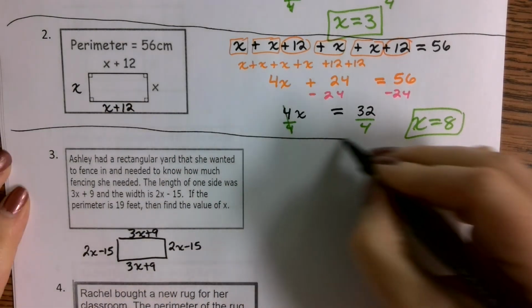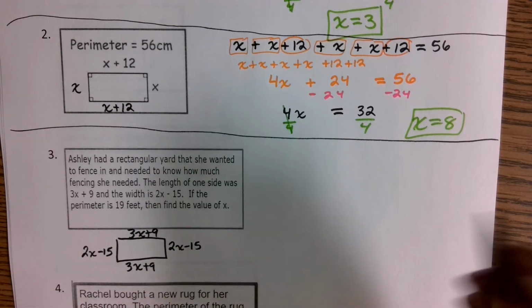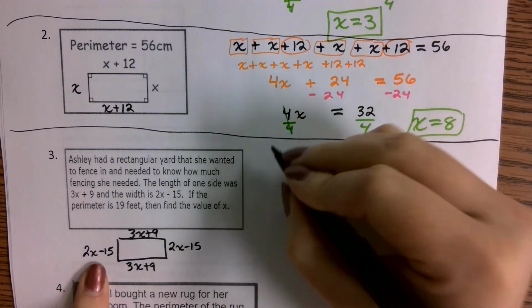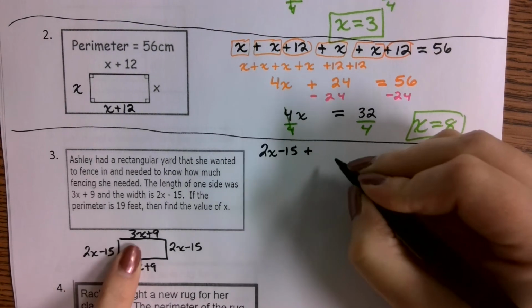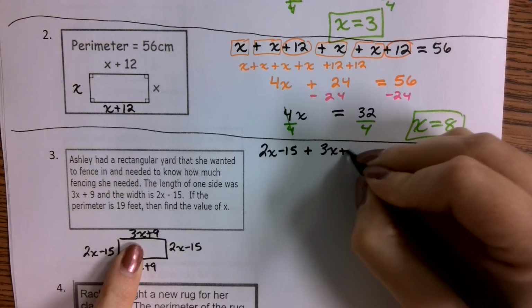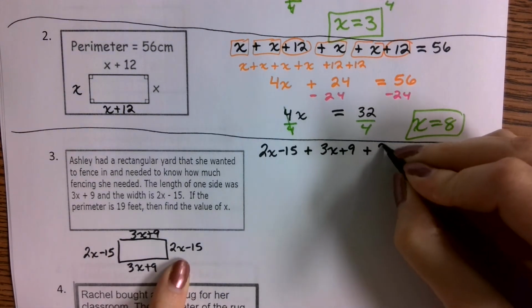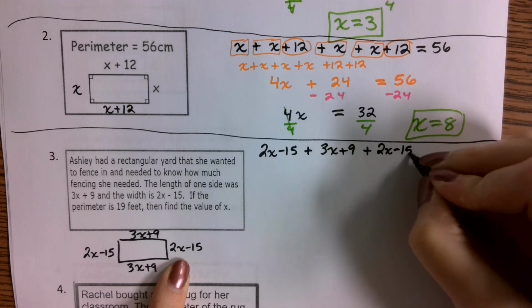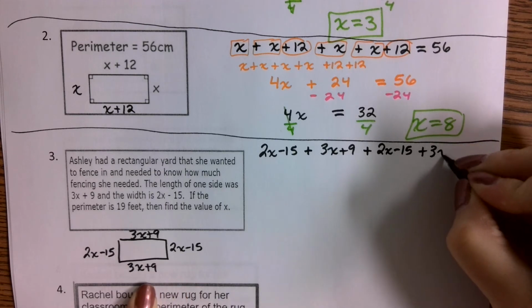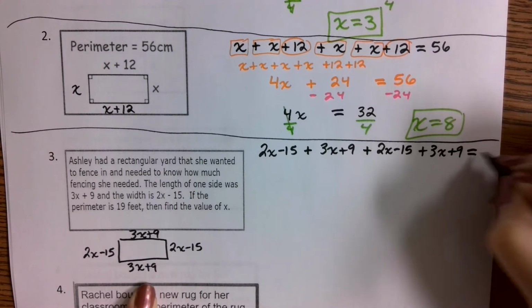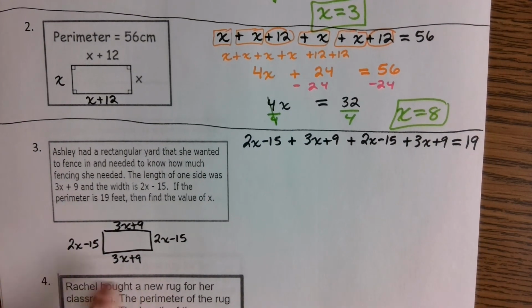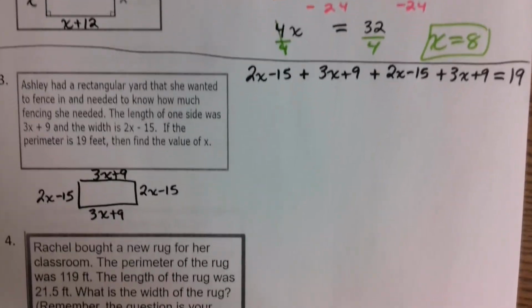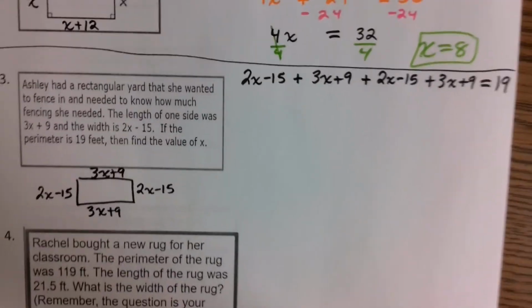So I'm going to go ahead and write out my equation. I'm going to take my first side, 2x minus 15. I'm going to add it with 3x plus 9. And then I'm going to add it with 2x minus 15. And then add it with 3x plus 9. And the whole thing is set equal to 19. Let me zoom in so you guys can see that a little bit easier.